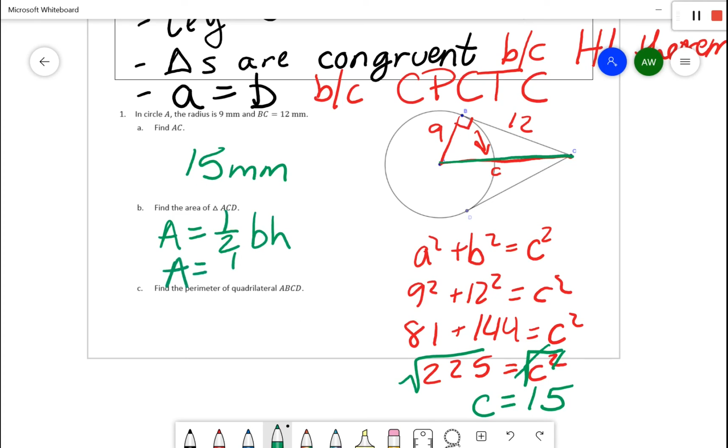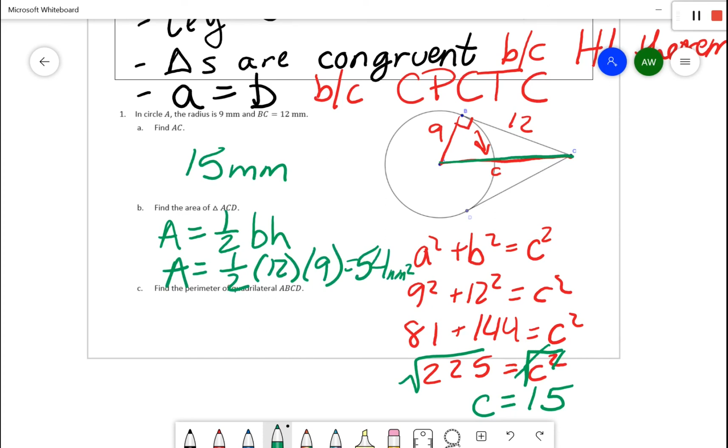So that means area is equal to 1/2 the base, which I'm going to say is 12, and the height, which is 9. Half of 12 is 6. 6 times 9 is 54. So that means that the area of this is 54 millimeters squared.